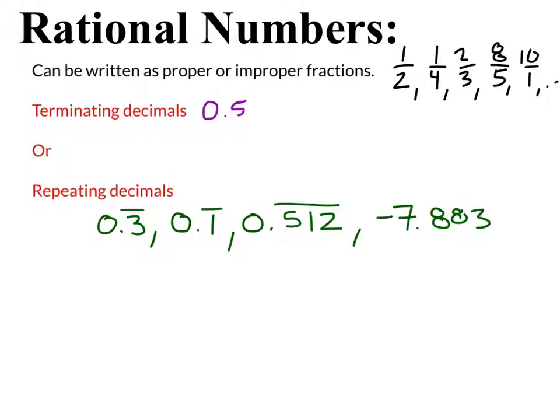7.883. And maybe only the 3 repeats. Maybe it's just the 8 and the 3 right there that repeat. It doesn't matter. That would be called a repeating decimal, which we use bar notation to indicate.